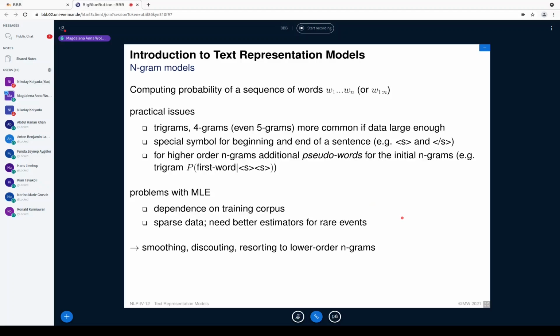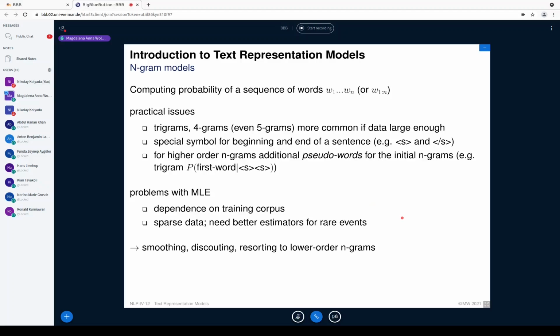The key problem here can be pinned down to one problem: unknown words. There are some words that will be unknown in the corpus, and for those, either non-occurring words or rare events that result in very low probabilities, we'll have methods of dealing with them, and these will be smoothing, discounting, and resorting to lower order n-grams. I'll get to that in a moment.